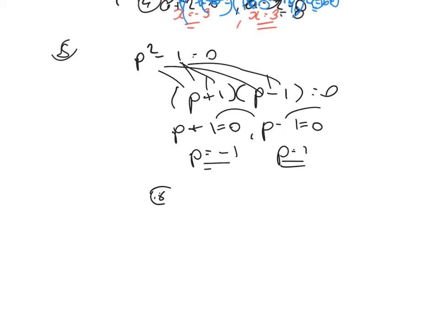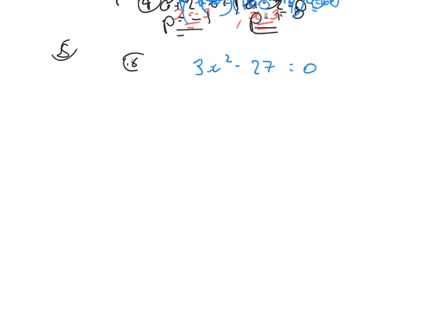Okay, example 6. Right, this is where it's going to get a wee bit trickier. So let's have a look at this one. 3x squared minus 27 is equal to 0. Just very slightly trickier, but we'll definitely get it with a bit of practice.